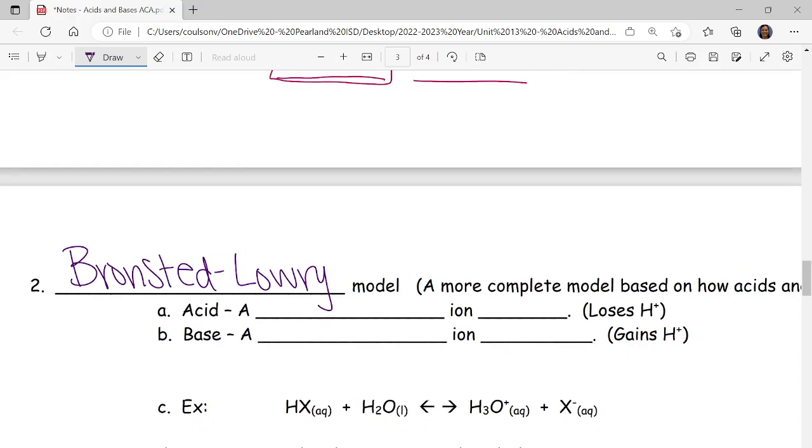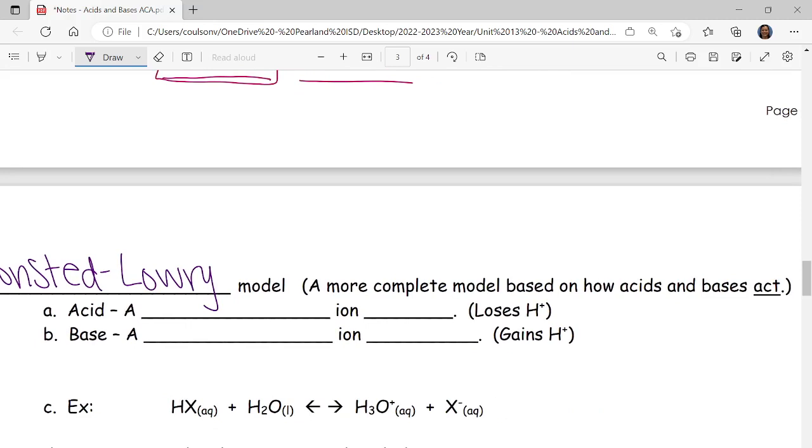The Bronsted-Lowry model is a more complete model based on how acids and bases actually behave, or how they act. So we're going to talk about these in terms of where the hydrogen ion is going. An acid is going to be specifically a hydrogen ion donor, or it will lose hydrogen ions, and a base is going to be a hydrogen ion acceptor, which means that it gains hydrogen ions.